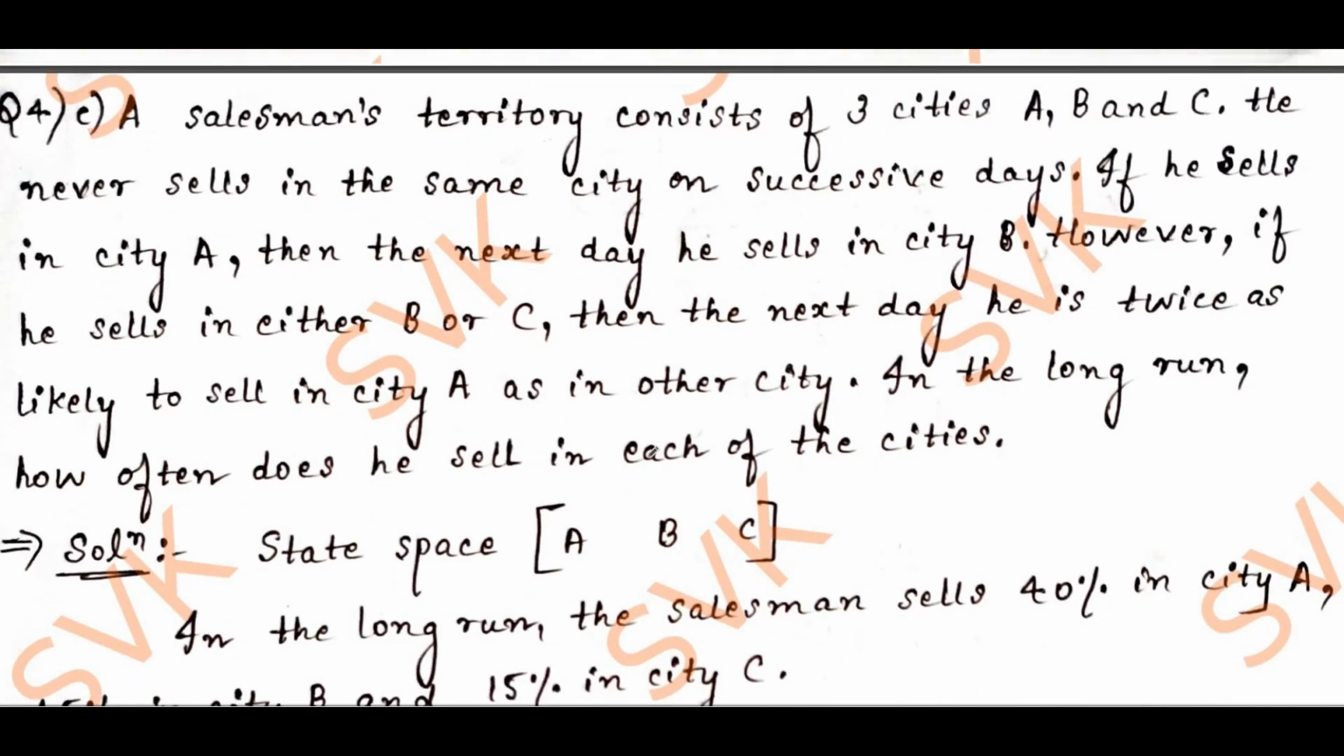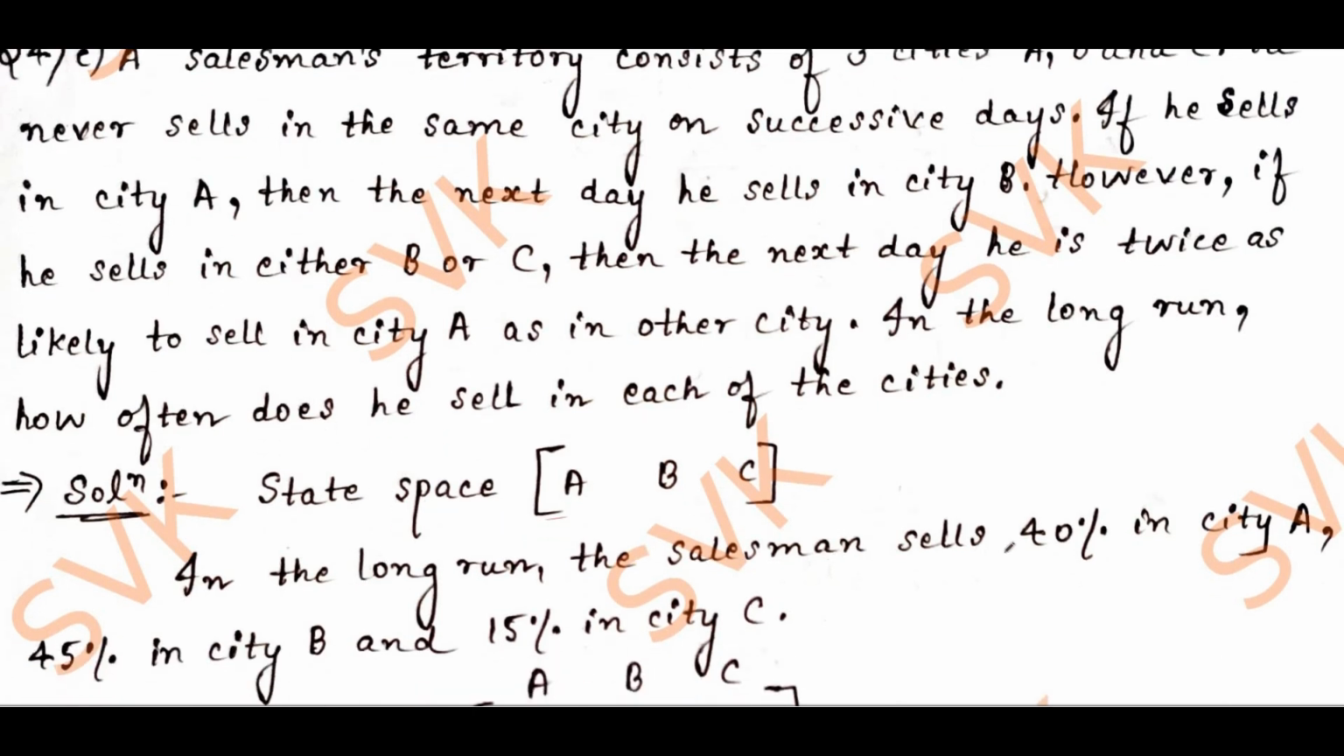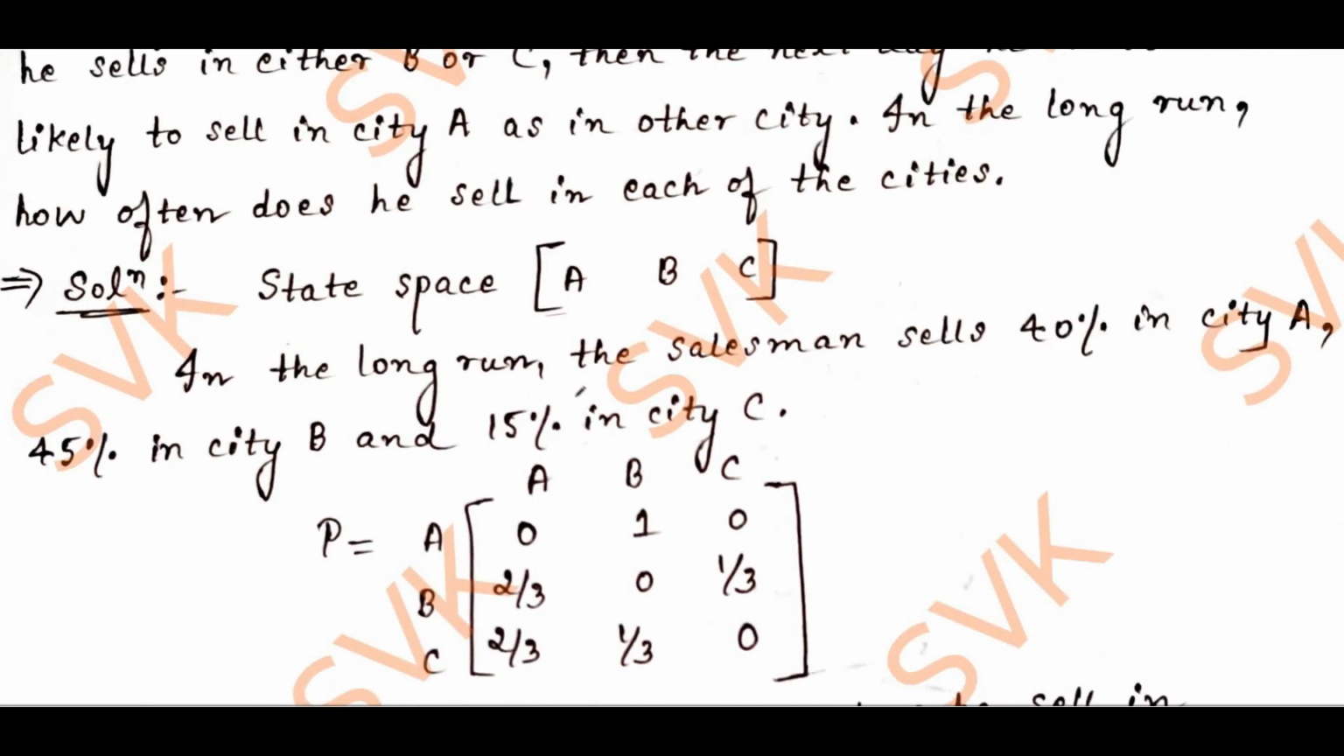A salesman's territory consists of 3 cities A, B and C. He never sells in the same city on successive days. If he sells in city A, then the next day he sells in city B. You go through the statement here. Using this statement, I need to first find the transition probability matrix P. For that reason, I will define the state space as A, B, C. We need to find how, in the long run, the salesman sells 40% in city A, 45% in city B and 15% in city C. We need to solve this.